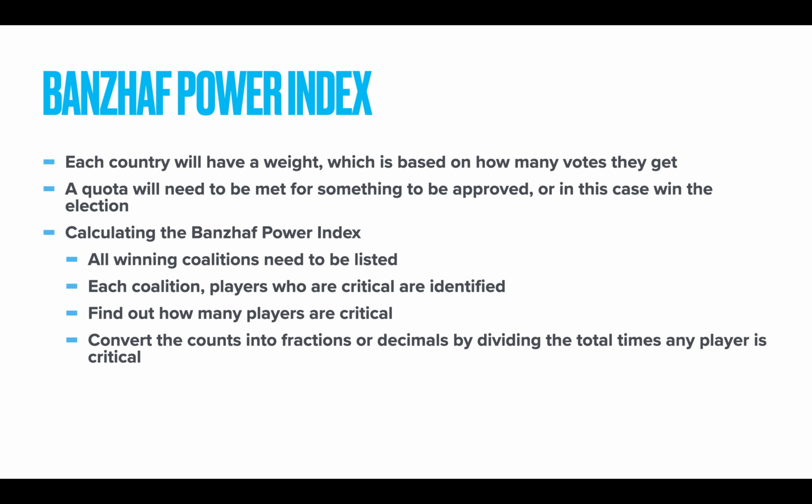To calculate the Banzhaf power index, we need all winning coalitions to be listed. For each coalition, the critical players need to be identified. These players are the ones that ensure the quota is met. Then we find out how many times each player is critical, and convert the counts into fractions or decimals by dividing by the total.